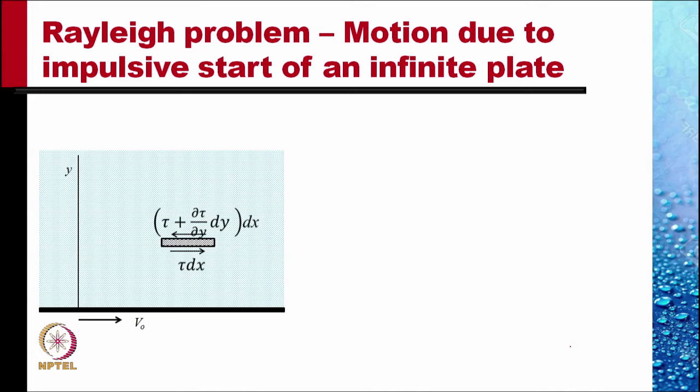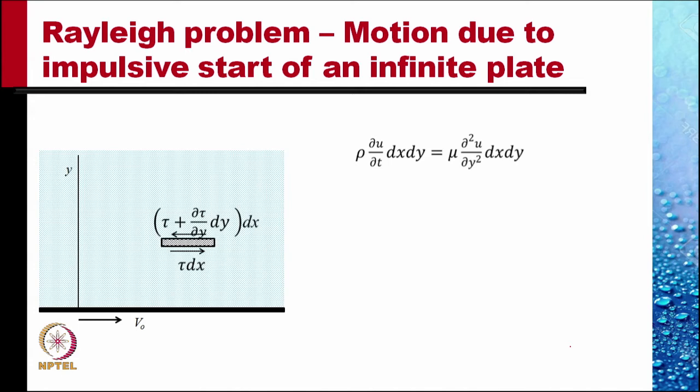But unlike before, this fluid is accelerating. So the mass of the fluid is rho dx dy, acceleration is du del u by del t. So mass times acceleration is equal to the net force, and the net force is minus delta tau by delta y into dy into dx.